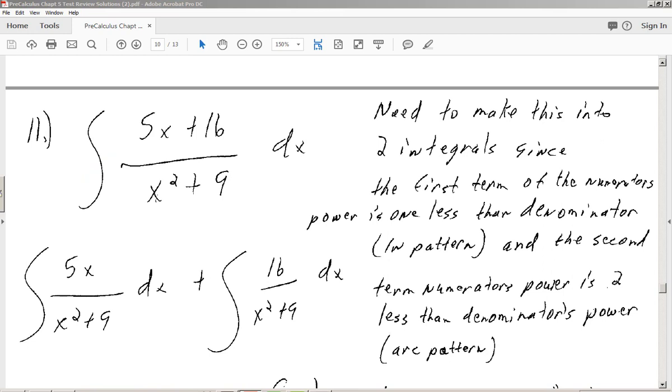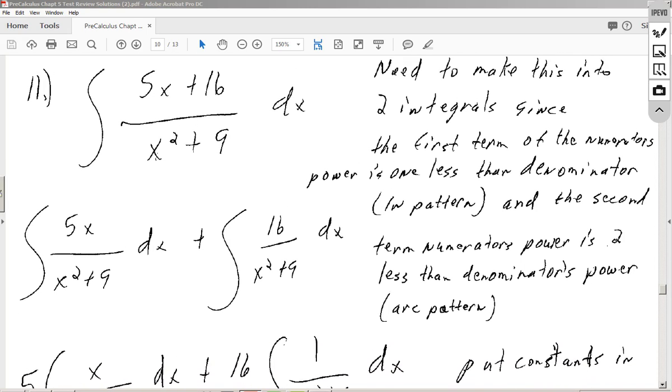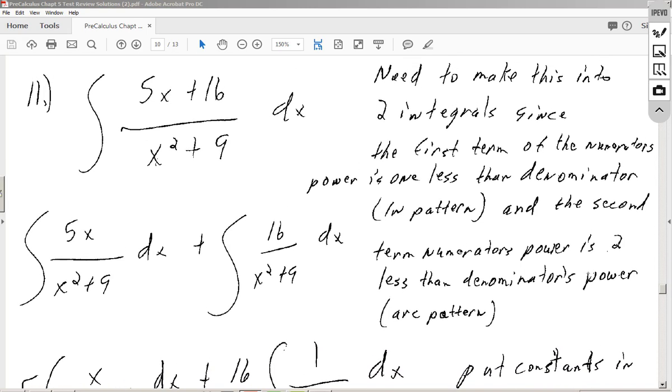Okay, problem number 11. The directions say evaluate this integral. Got the integral of 5x plus 16 all over x squared plus 9 dx. So we're going to need to make this into two integrals since the first term of the numerator's power is 1 less than the denominator. That would be your ln pattern. And the second term numerator's power is 2 less than the denominator's power. So you're looking at an arc pattern here.